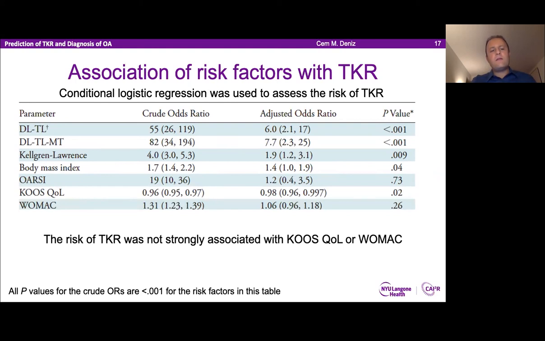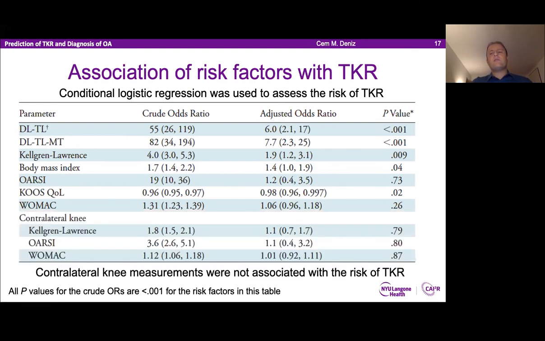And when we look at the clinical measurements, the risk of total knee replacement was not strongly associated with either quality of life score or WOMAC pain score. So there was a very minor association, I can say, with quality of life score. Also, a risk factor for total knee replacement is the contralateral knee. And we looked at also the information in the contralateral knee in terms of WOMAC pain, how painful the knee was, and also the semi-quantitative radiological readings. So we have found that the contralateral knee measurements were not associated with the risk of total knee replacement in our case.